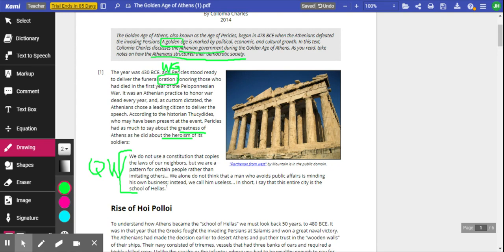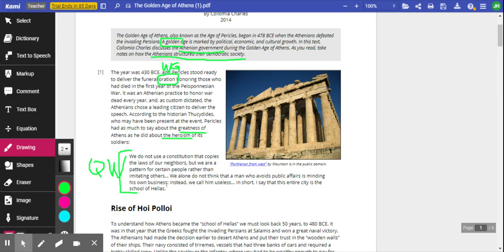We do not use a constitution that copies the laws of our neighbors, but we are a pattern for certain people rather than imitating others. We alone do not think that a man who avoids public affairs is minding his own business. Instead, we call him useless. In short, I say that this entire city is the school of Hellas.